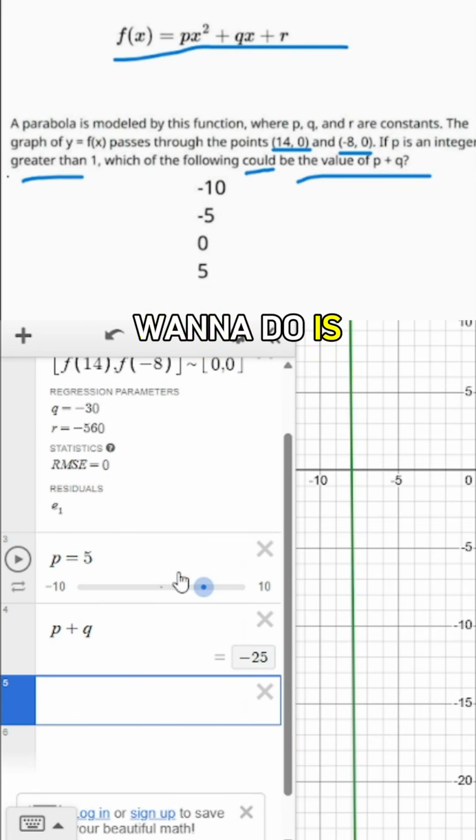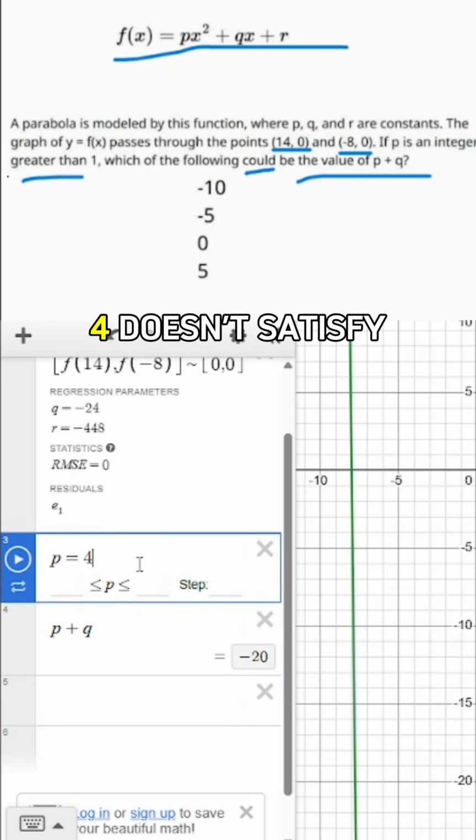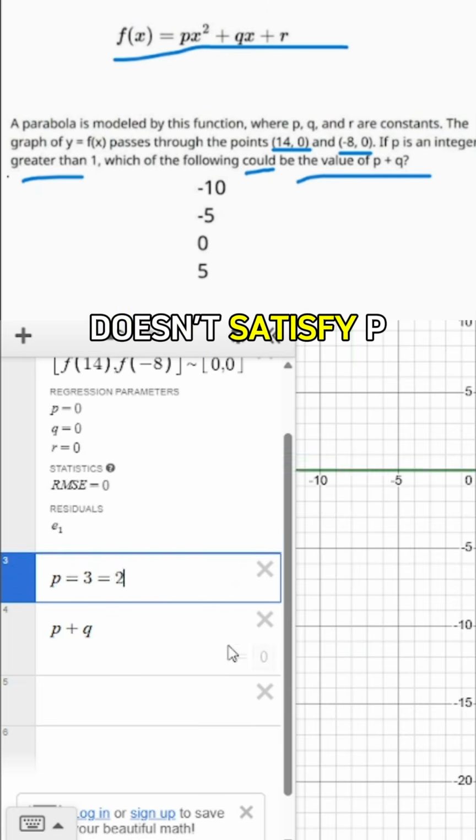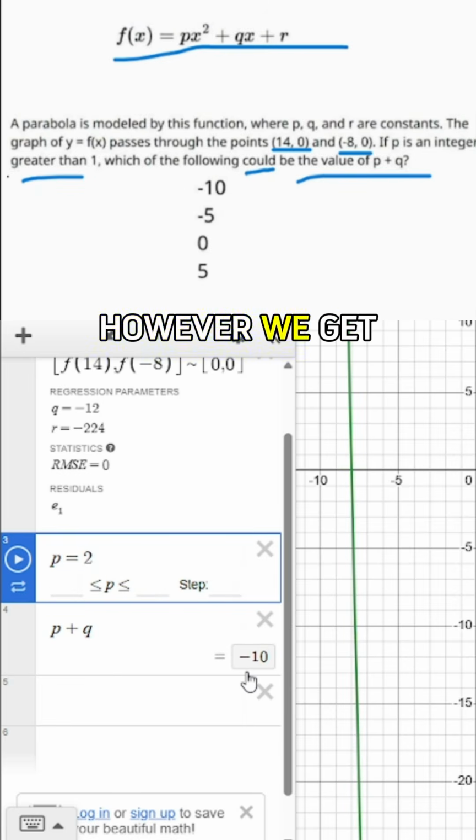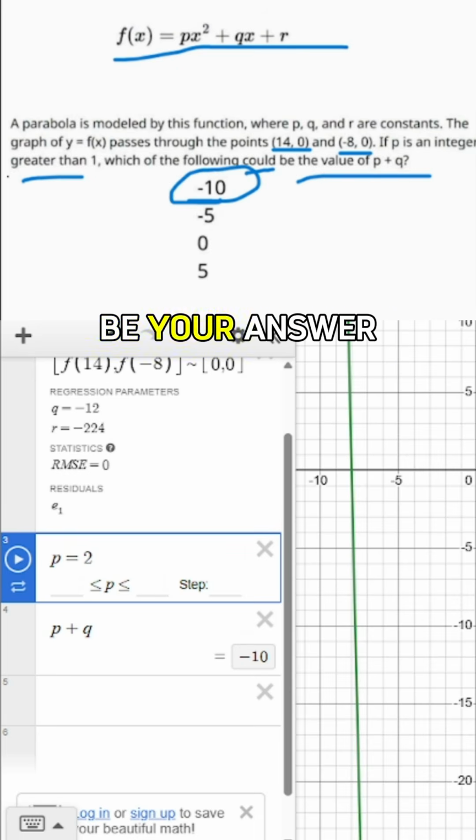So what we want to do is move this p value around until we get a value of p plus q that is one of the answer choices. So p equals 4 doesn't satisfy. p equals 3 doesn't satisfy. p equals 2, however, we get negative 10. So it tells us that p plus q is negative 10. So that's going to be your answer for this one.